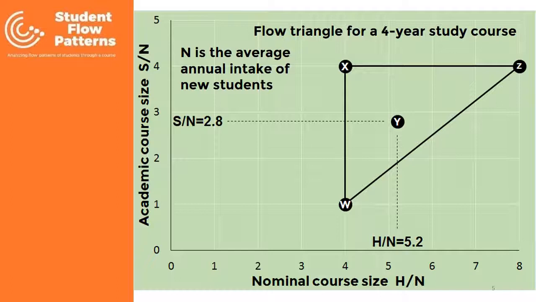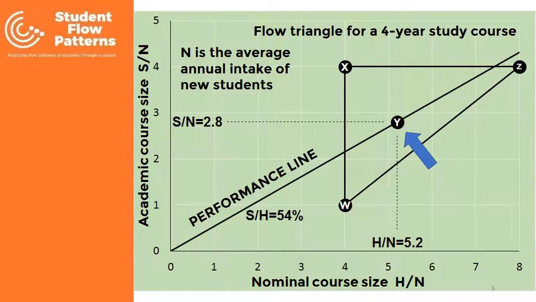Fortunately, however, new research has now revealed that all these different interventions are in fact related to one another, and that they all live together in a cleverly constructed triangle describing the flow of students through a course. The secret is that the flow triangle provides for all flow possibilities of students through the study course in terms of combinations of the so-called nominal size H of the course, which are the student enrollments, and the academic size S of the course, which are the module credits already accumulated.